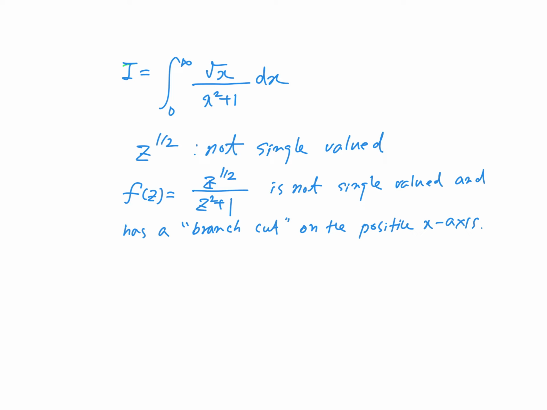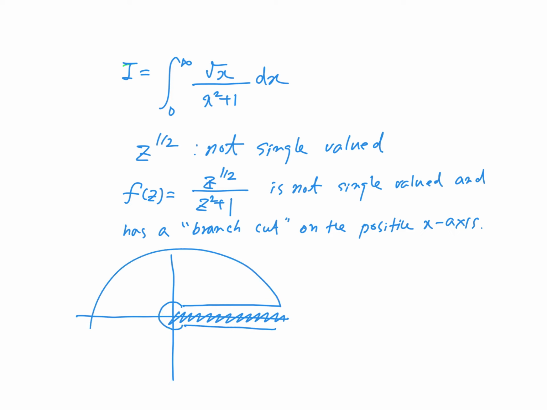So we have to do some trick. The trick is the following. For this complex function, we have a branch cut. So what I'm going to suggest is this: C1, CR, C2, 0. And we have a pole. How many poles do we have? Here and here.